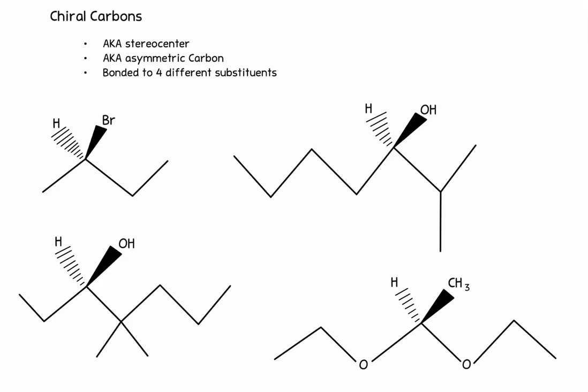A chiral carbon is a carbon atom that is also known as a stereocenter or an asymmetric carbon. It is actually bonded to four different substituents, which just means it's bonded to four different groups. Because the carbon is bonded to four different groups, the carbon cannot be symmetrically superposed on its mirror image. It becomes chiral.